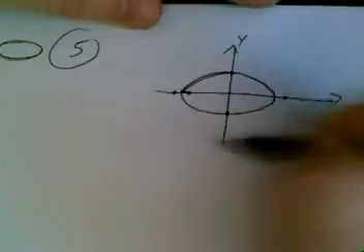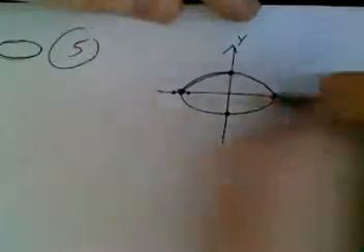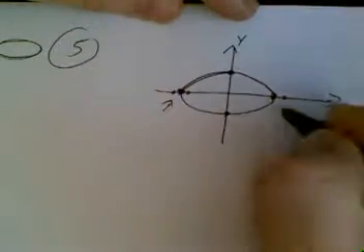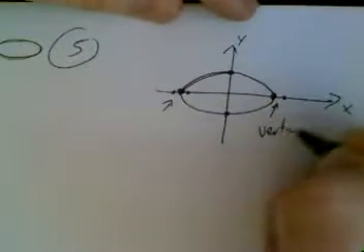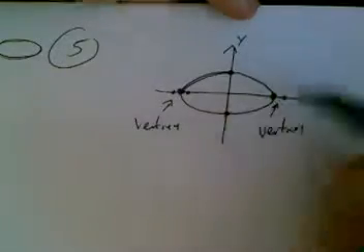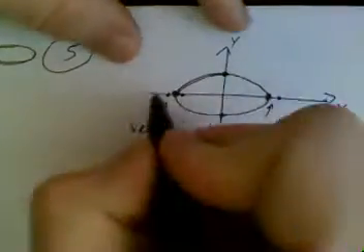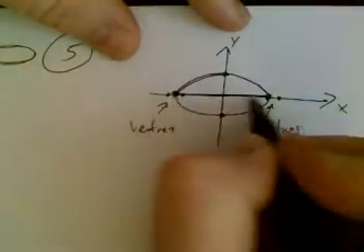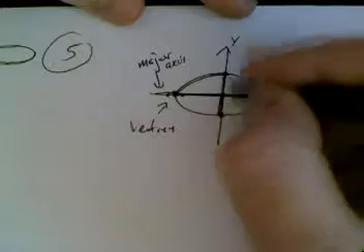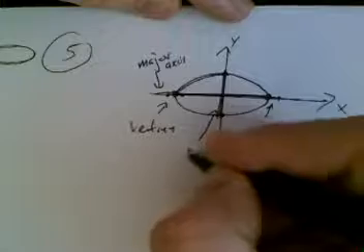Now, when we're trying to label all the details, the vertices are specifically these endpoints right here. This one and this one are the vertices. These two are not. That's weird, I know, but they're not considered vertices. The vertices are specifically the endpoints of the major axis. So that line there is the major axis. The minor axis just tells us where the other endpoints are going to be. That right there is the minor axis.